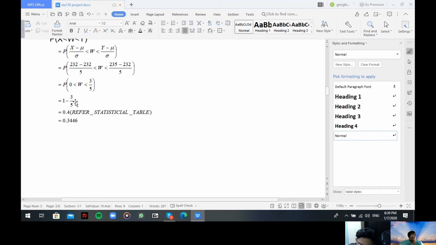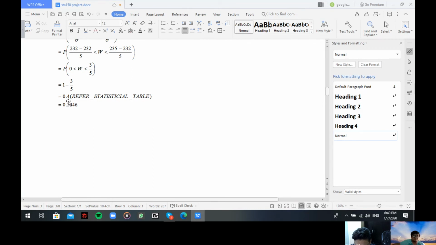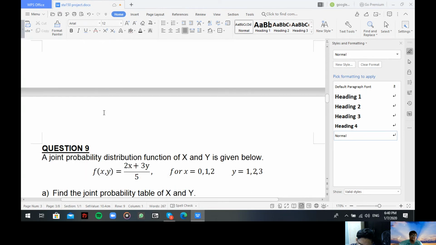So from here, you need to do 3 over 5 minus 0. But actually, if you minus 0, it is nothing, right? So it just looks like 1 minus 3 over 5. So I just put 1 minus 3 over 5, and then you will get 0.4, I'm so sorry. From here you need to refer to the statistical table, and you will get 0.3446. That's all for question 7.